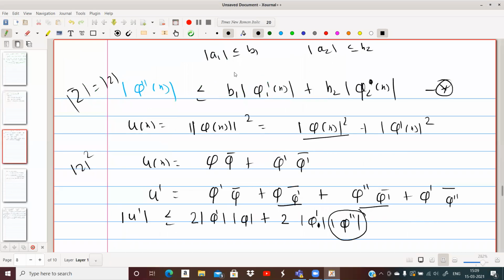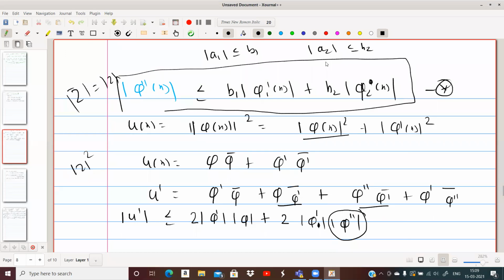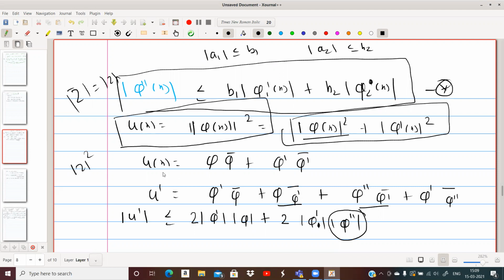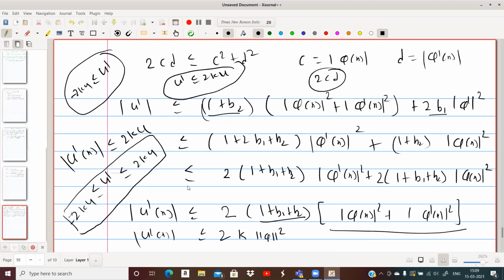You get that star inequality, because your magnitude of A1 is less than or equal to B1 and magnitude of A2 is less than or equal to B2. You have to use this star later. So this is an important step, that u of x you should take as norm of phi of x square, and the definition of norm of phi of x square is this. So u is phi into phi bar. Just differentiate it once and try to find magnitude of u dash less than or equal to this. So at last you come with u dash is less than or equal to 2ku and greater than or equal to minus 2ku. And we have to take two cases.